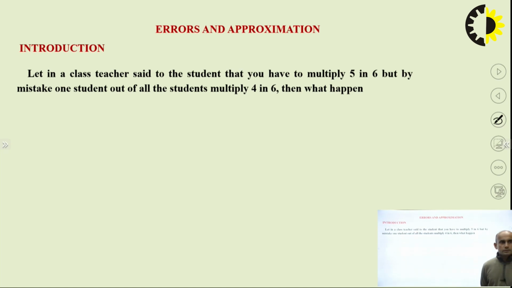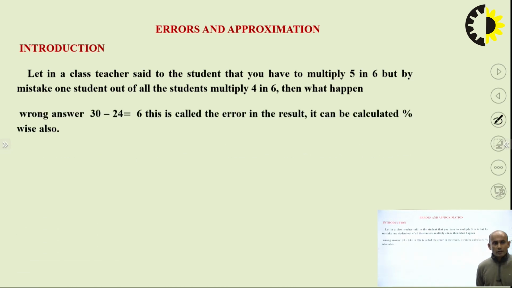Let a class teacher say to the students that you have to multiply 5 by 6, but one student out of all the students makes a mistake and multiplies 4 by 6. Then what happened? Suppose we have to multiply 5 with 6, then we get 30. But one student made a mistake and multiplied 4 with 6, then the result will be 24. So the wrong answer will be 24.